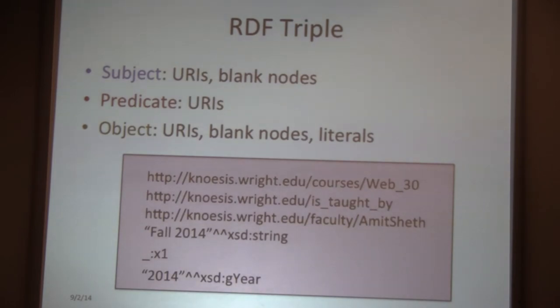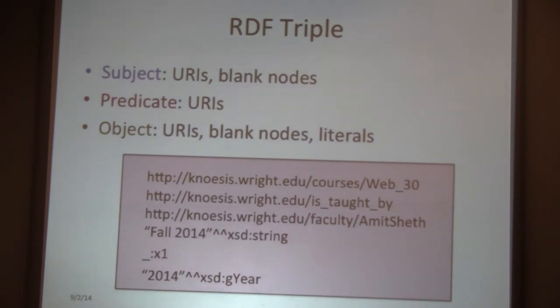So these are some examples that we had before. Do you still remember which one is a URI, which one is a blank node, and which one is a literal? So which one is a URI? The first three, okay. And then what are the literals? They're simple anyway, so there's no more complicated example for that.